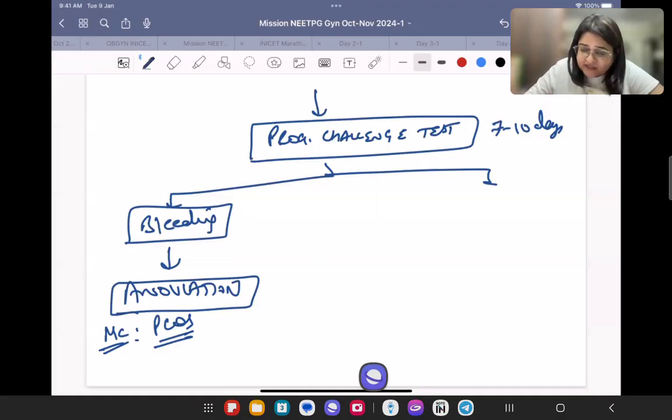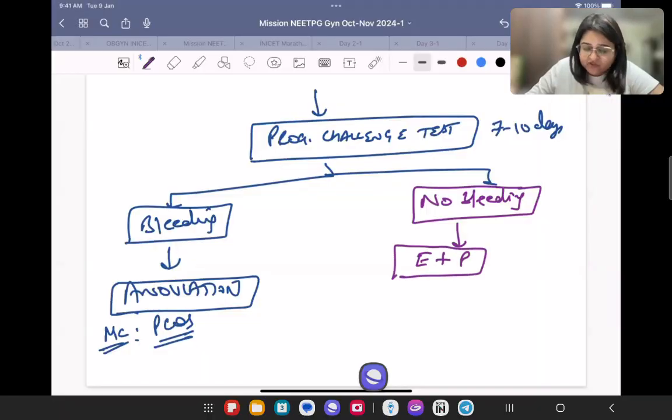But suppose she has no bleeding, she doesn't bleed with the progesterone challenge. Then what do we do? Then we give her an estrogen plus progesterone challenge test. We usually give 10 to 15 days of estrogen plus 10 to 15 days of progesterone, or we just simply give the combined contraceptive pill, which has both estrogen and progesterone.